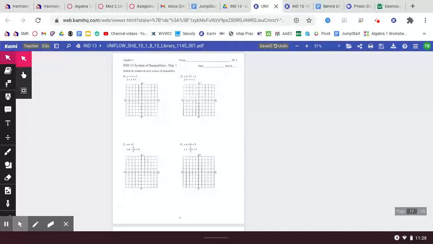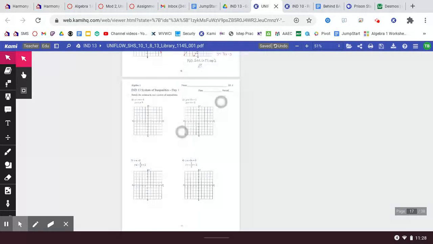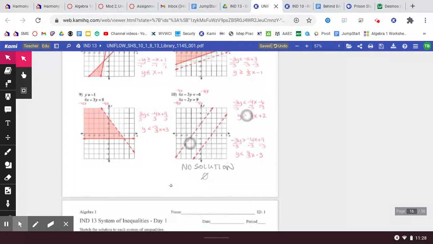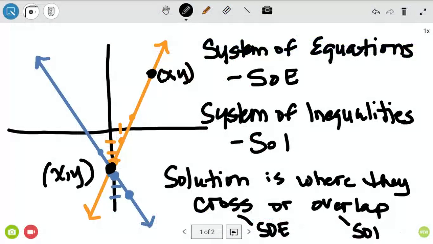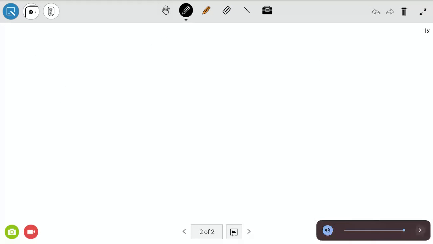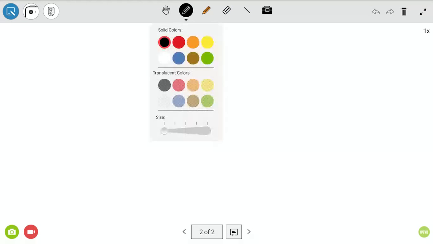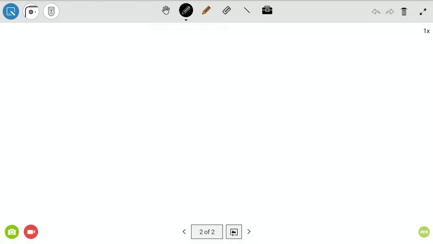Oh, whoops, I needed to real quick. Sorry. I do want to actually add something to your indicator 13.1 notes. And I don't have an example, so I'm just going to make one here. If you have a system, you need to put this in your notes, okay? This is important.